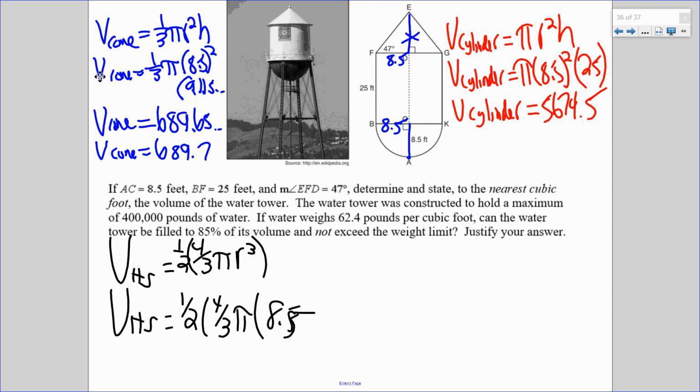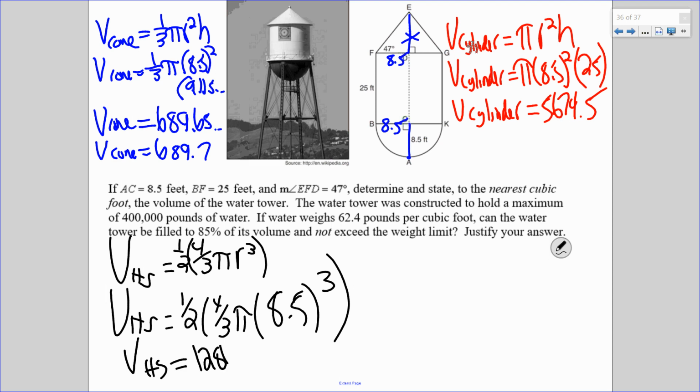4/3 pi r, 8.5 cubed. Type the whole thing into the calculator. 1/2 times 4/3 pi times 8.5 cubed. I got 1286.2.